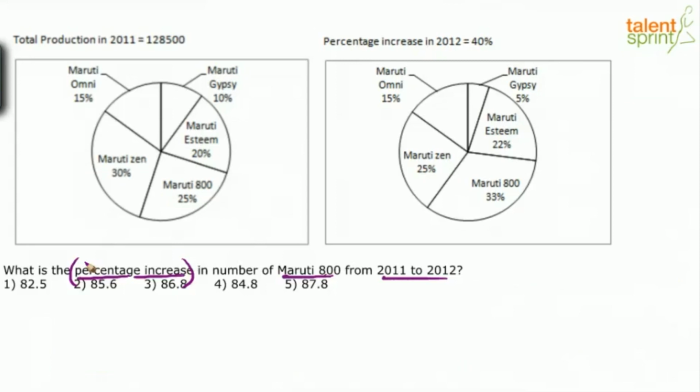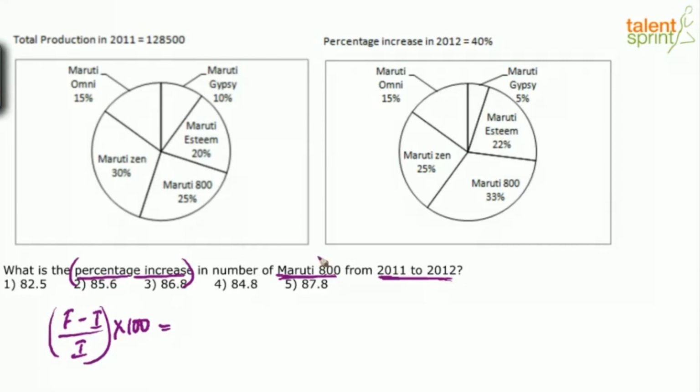Now what is the final value? Of course, the value in 2012. What value in 2012? The number of Maruti 800s in 2012. What is the initial value? The number of Maruti 800s in 2011. So you know that the answer should be final value minus initial value upon initial value into 100. Again, do not write this formula. I am just putting it here for the sake of clarity.